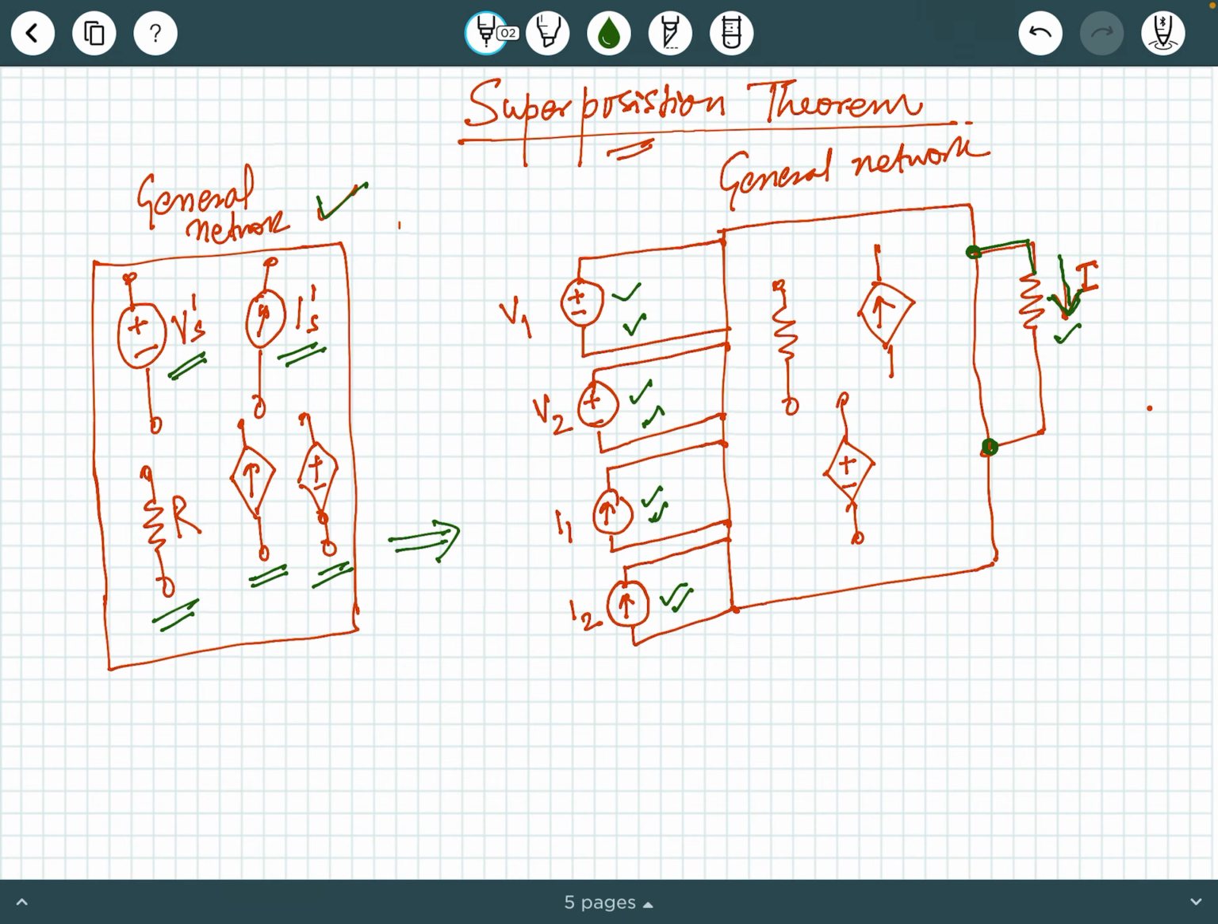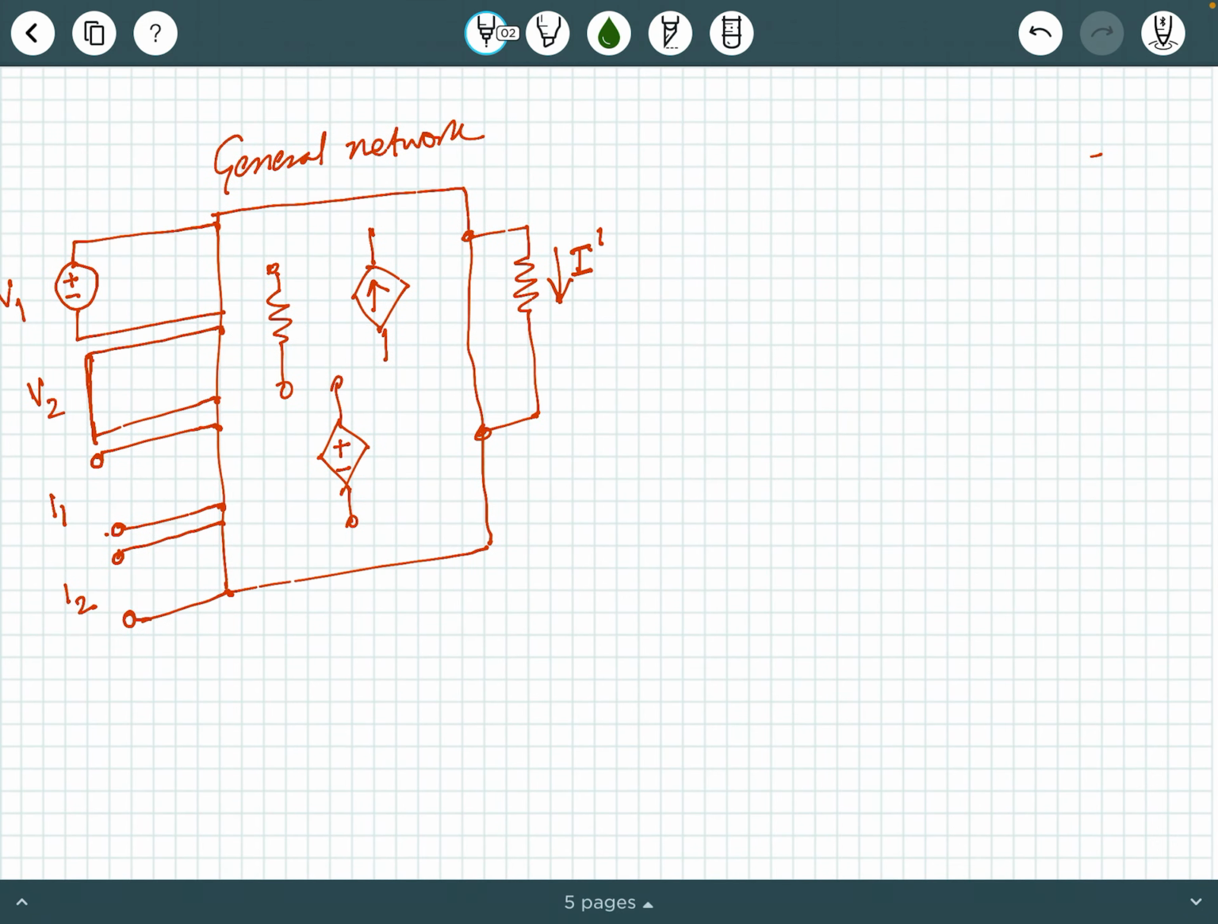What remains in the network is the set of dependent sources, all the various dependent sources, current and voltage dependent sources, and other resistances connected arbitrarily in this circuit. Now what do I mean by a superposition theorem? We'll just see in the next slide.